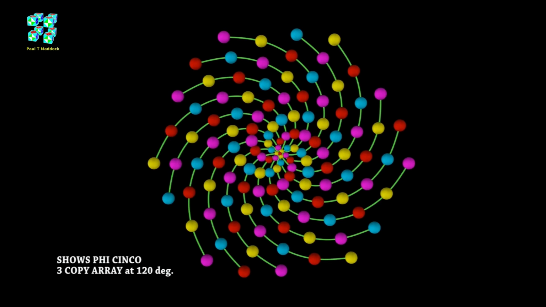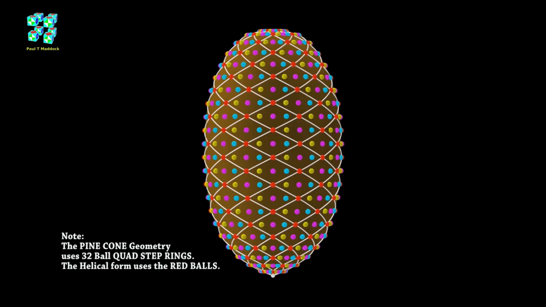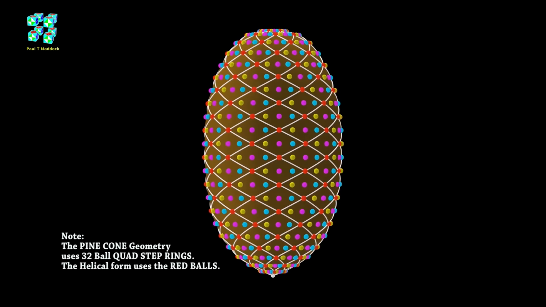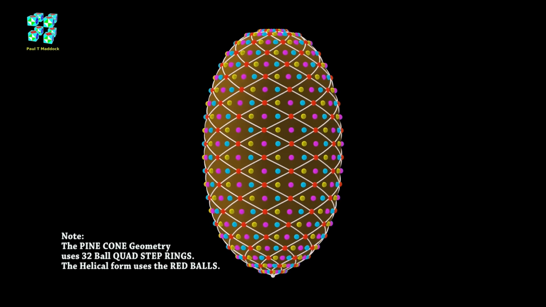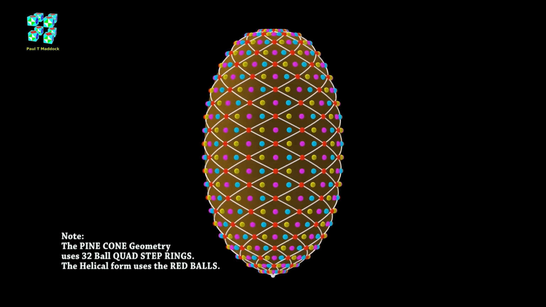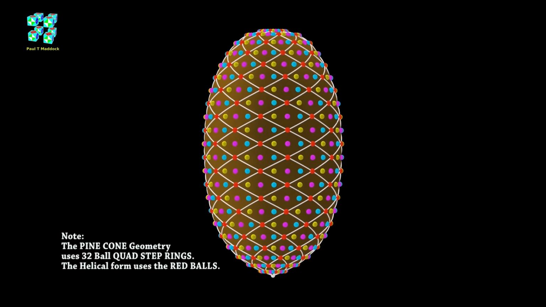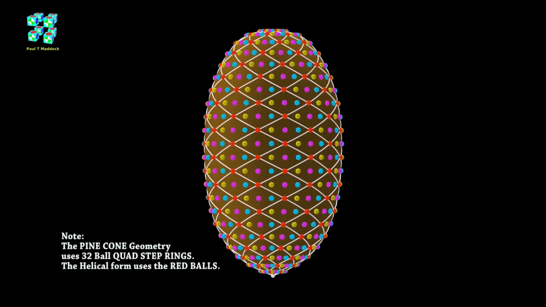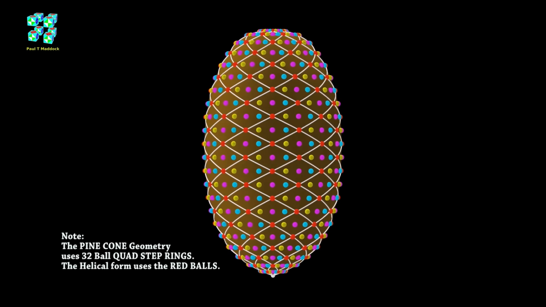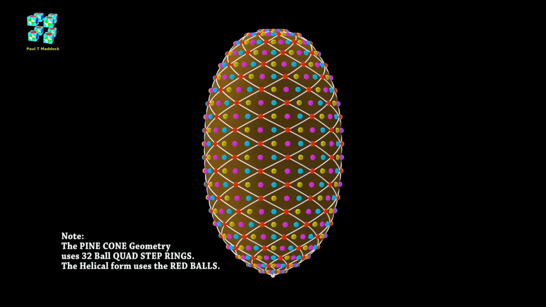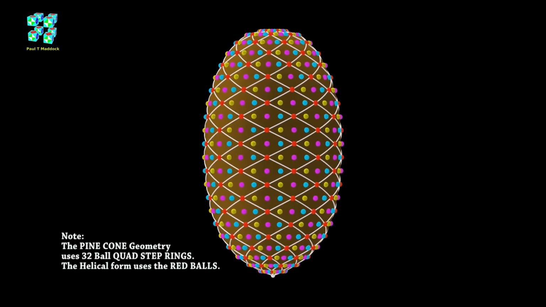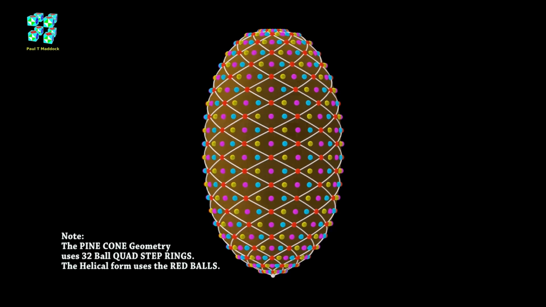Okay, let's take a look at the pine cone quad step rings. Now if you look at the geometric structure of the pine cone, I'm using 32 ball rings. Now the diameter varies to the shape of the pine cone, but look at the helical form. It's picking up the red balls in both directions. And that shows exactly the same as the geometry of the pine cone.